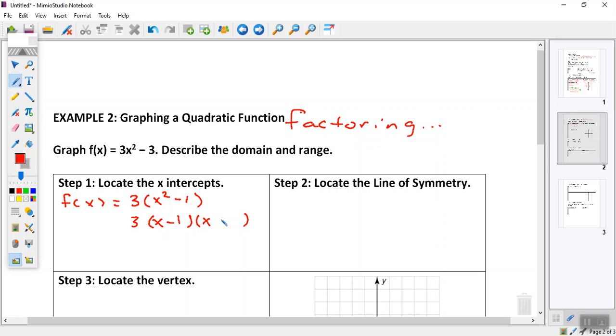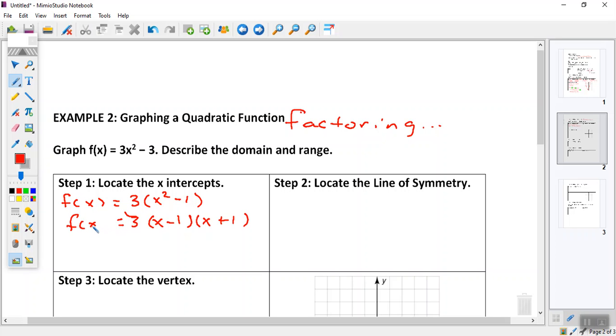You guys remember the difference of perfect squares? Think about it, kids. If I FOILed this out, what would the x times the x get you? X squared. Inside, outside: negative 1 times x, positive 1 times x. Wouldn't they cancel? Positive 1, negative 1 is a negative 1 right there. So we've kind of got this back into factored form.